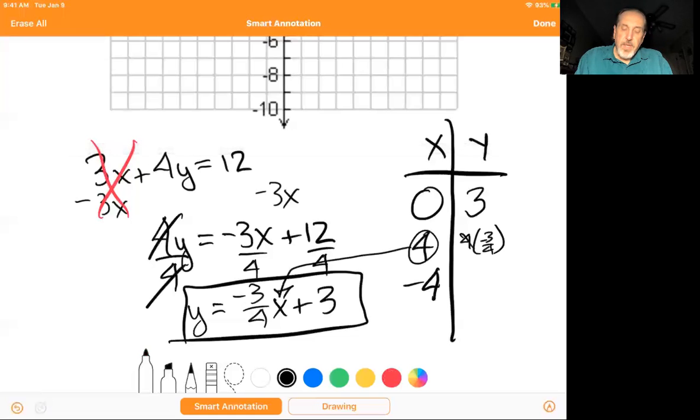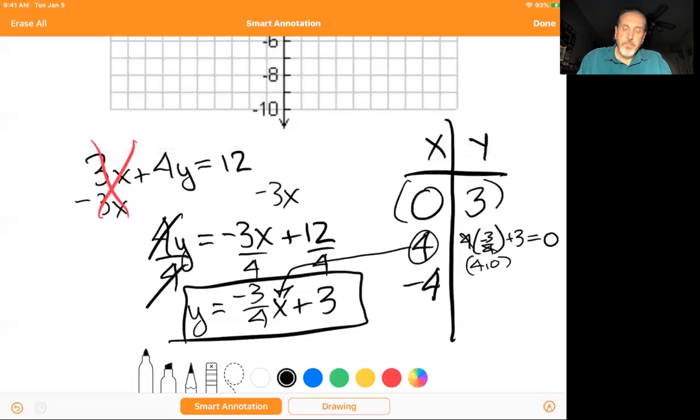Well, the 4's cancel, don't they? And you're left with a negative 3 plus 3 equals 0. So when you use 4, you get a 0. So we've got the ordered pair 0, 3. We've got the ordered pair 4, 0. I'm going to write it underneath here just to remind us. Okay, that's the second ordered pair.